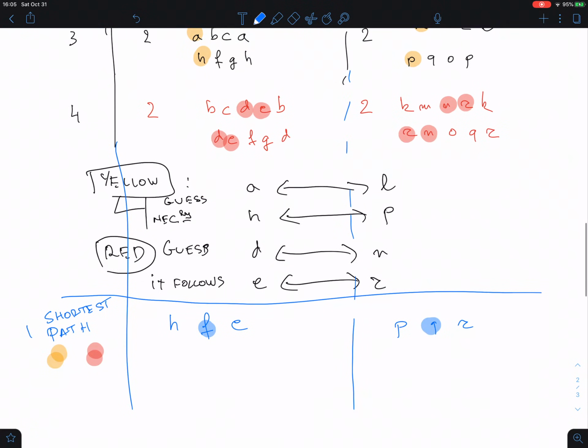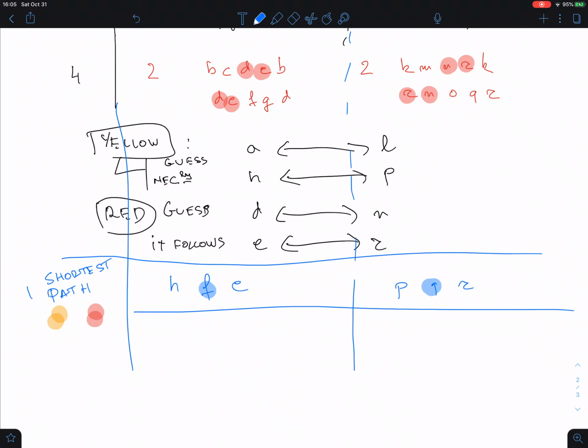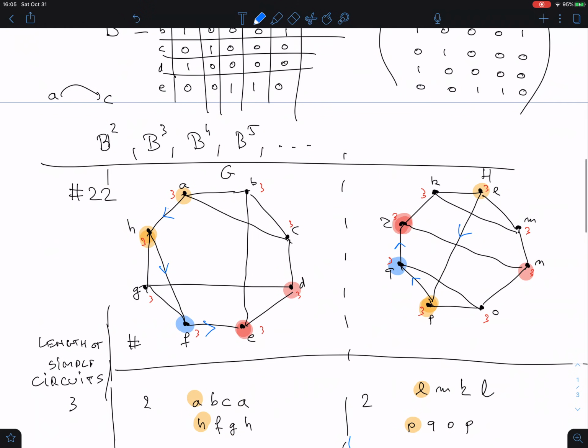Okay, so from this conclusion, I say that F has to correspond to Q. So this is not a guess. This is a conclusion that I draw from this observation. Now what? What can we now say about what else is there?